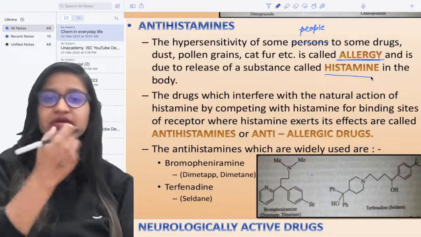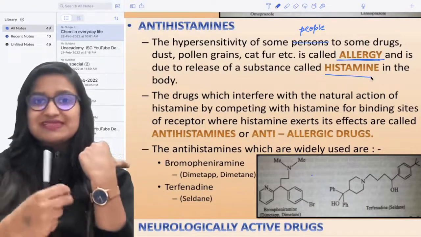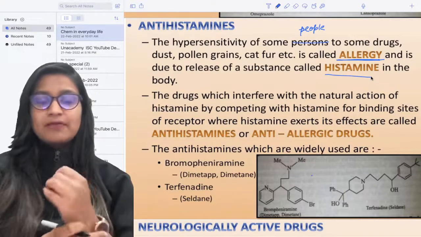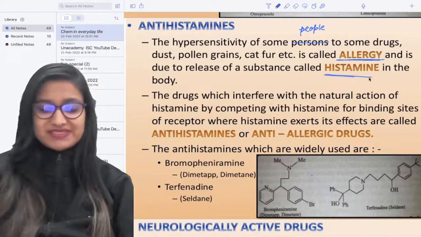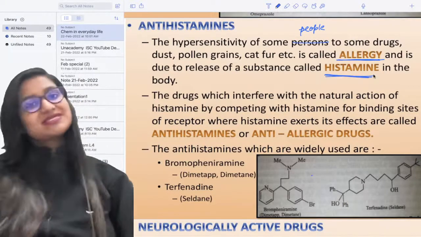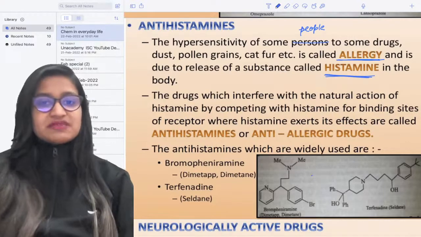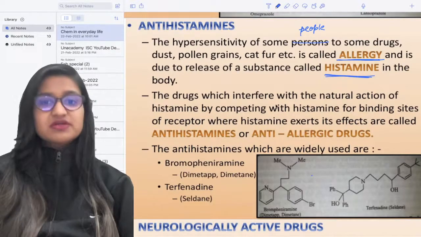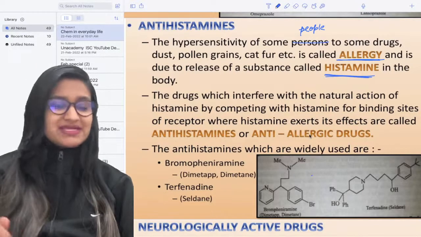histamine. So whenever our body has an allergy, you will feel some itching. Why? Because whenever our body has some allergy, our body produces a substance which you call histamine. What is it called? It is called histamine in the body, which again causes itching. The drugs which interfere with the natural action of histamine by competing with histamine for binding sites of the receptor where histamine exerts its effect are antihistamines and anti-allergic drugs.